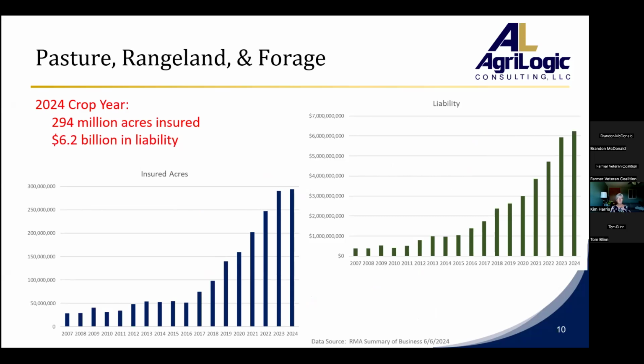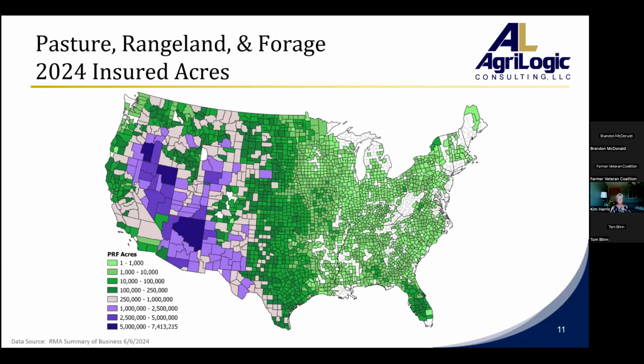Pasture, rangeland, and forage. This is the largest Rainfall Index program, with over 294 million acres insured and 6.2 billion in liability. And as I mentioned, you can see it's just continued to grow, has leveled off in 23 and 24, but it has grown immensely since the program was first rolled out. And most of the acres are there in the western portion of the United States in the purples. So the darker the purple is the largest amount of pasture, rangeland, and forage. And where you would expect to see most of the pasture, rangeland, and forage.